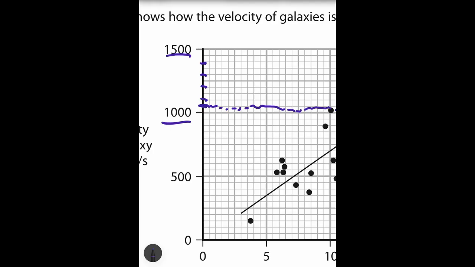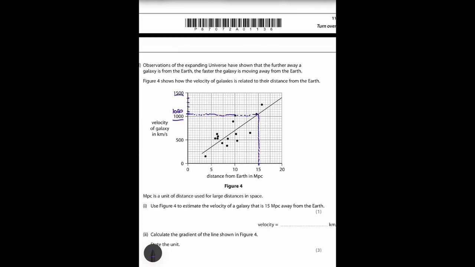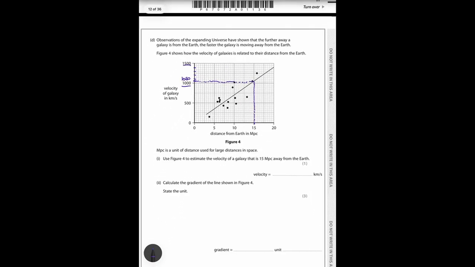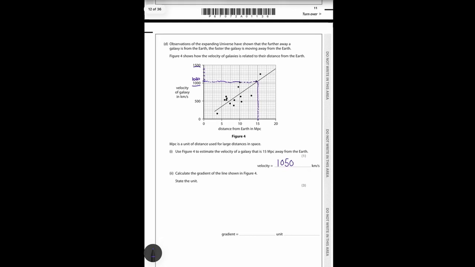Well, if it's coming here, I know that must be 1050 because it's in between 1,000 and 1,100. So I'm just going to put 1050 in there, and then that's going to be my answer.